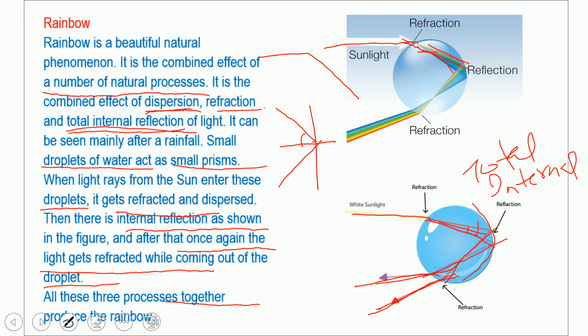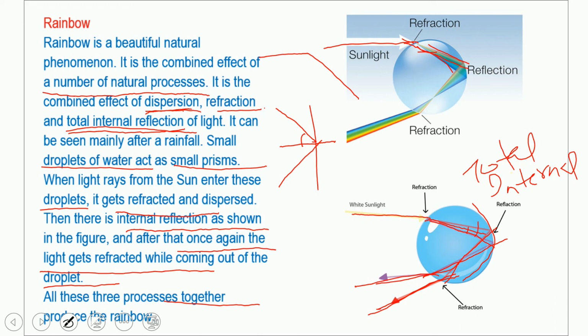So a rainbow we can see like a bow. Why is it a bow like that? Because of the shape of the water droplet. It is round. Because of all these effects together, we call it the rainbow. What is the rainbow? In short, in simple terms, a rainbow is the combined effect of refraction, dispersion and total internal reflection.